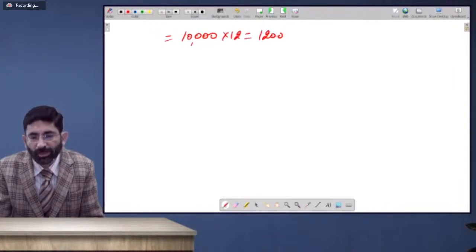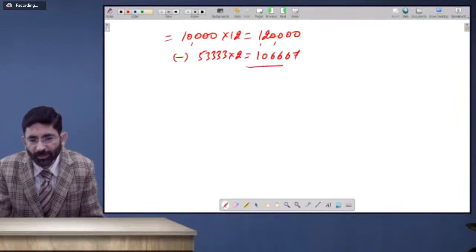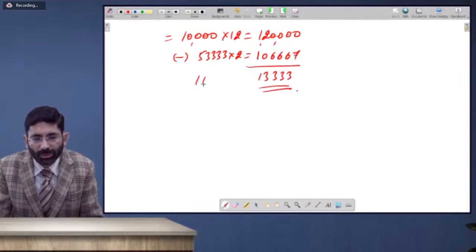It will be 1,20,000 only because shares are issued in this year, minus actual loss minus loss already borne by them, 1,06,667. So 13,333. So this is a loss in the third year to be written off.